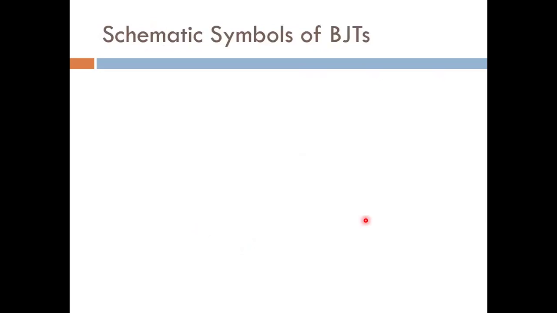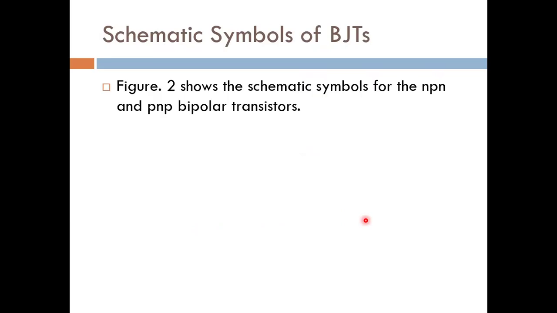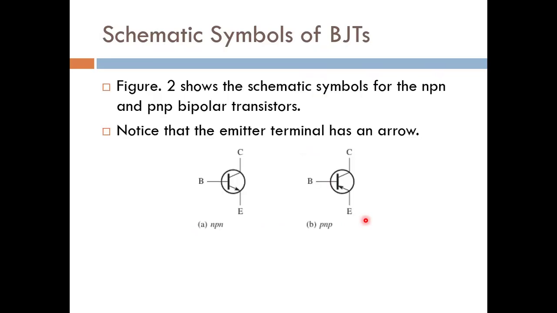Now, if we talk about the symbols, because when we draw the circuits, we need schematic symbols. And they are like this. We have to focus on the arrow. In NPN, the arrow is out. In PNP, the arrow is in. This is collector, base. The arrow will always be at the emitter. So if the arrow at the emitter is out, that is NPN. If the arrow is in at the emitter, that is PNP.